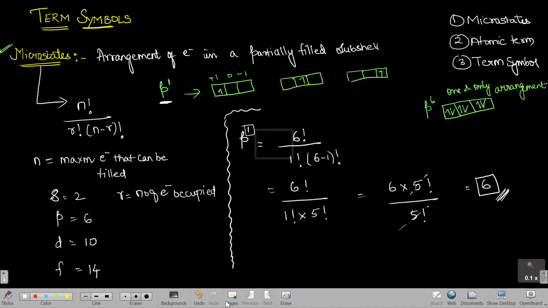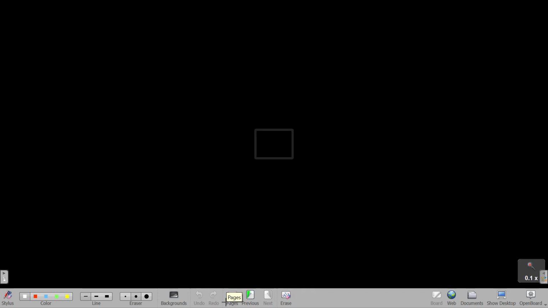Okay, so now let me do one more example for clarity. Now if I say I have a configuration P3, I need to find out the number of microstates. That is basically the number of types of arrangements that are possible for this particular configuration. Now if you can see, this is not a fully filled configuration. Let us see how many microstates are available. So the formula is n factorial divided by r factorial into n minus r factorial. So we simply need to substitute.